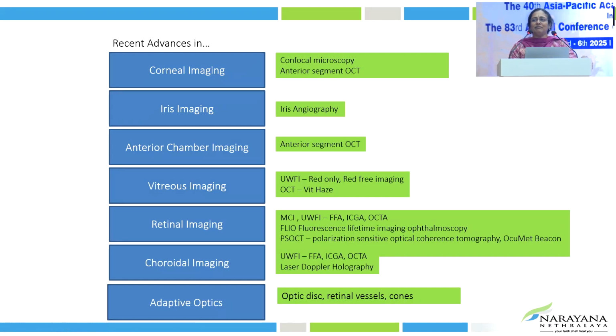Coming to the recent advances in imaging, we can image from pole to pole, that is, studying the cornea to the retina. The cornea is imaged with confocal microscopy or anterior segment OCT. For the iris, we do iris fluorescein angiography to map out areas of ischemia. In the anterior chamber, we can quantify the amount of cells using anterior segment OCT. The vitreous can be imaged with ultrawide field imaging, and we can also quantify the vitreous haze with OCT.